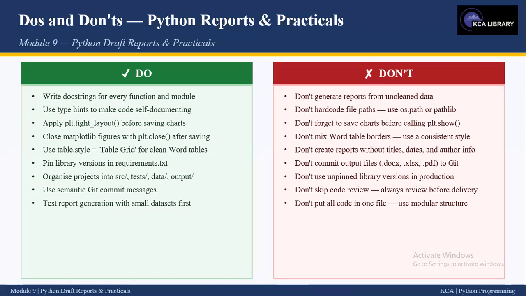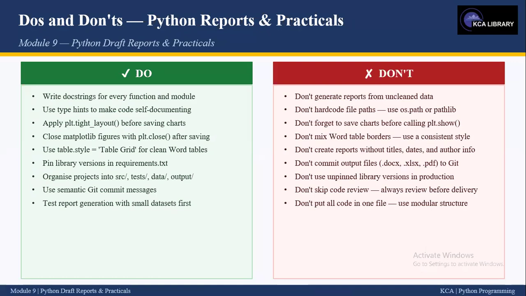Do's and don'ts. Write docs for do always. This summarizes best practices and common pitfalls in Python report generation and project delivery. You should write docstrings for every function and module. Use type hints to make code self-documenting.